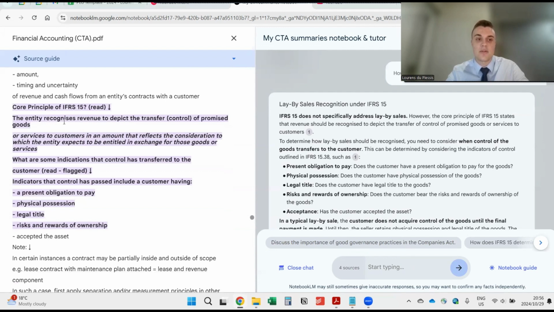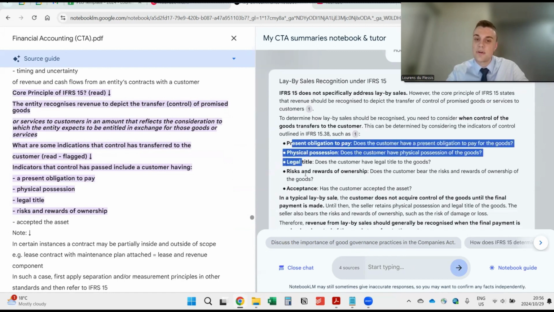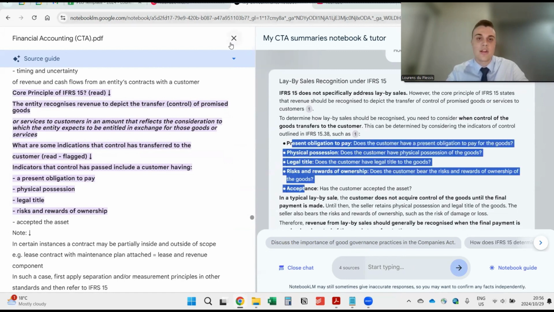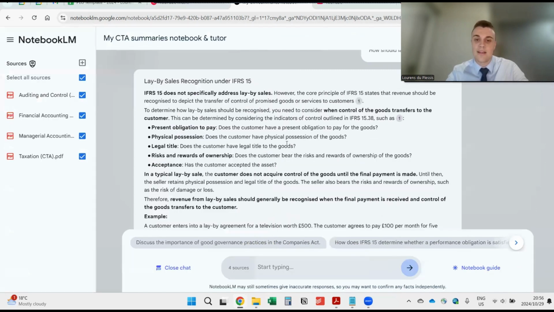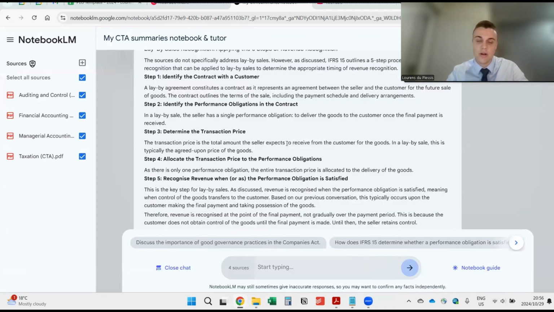There it says that revenue is recognized on the transfer of control of the promised good, which is also what we saw at the top there. And then it gives us the indicators of when control is transferred, which is physical possession, legal title, and so on, which is exactly what it put in bullet point form here. So it really takes it to the next step, being able to actually reference and go to the source document.